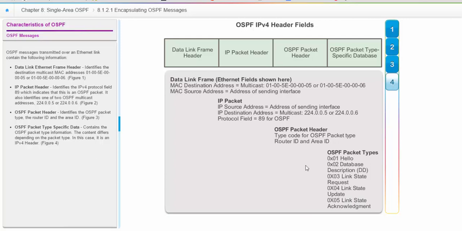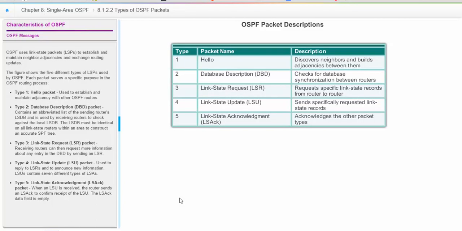Then the OSPF packet types: you have hello, your database description, your link state request, your link state update, and your link state acknowledgement. Now, OSPF uses link state packets, the LSPs as you will see them referred to, to establish and maintain neighbor adjacency and exchange routing updates. The figure here shows you the different types. Type 1, we have hello, which discovers your neighbors and builds adjacencies between them. Then you have database description, which checks for database synchronization between your routers.